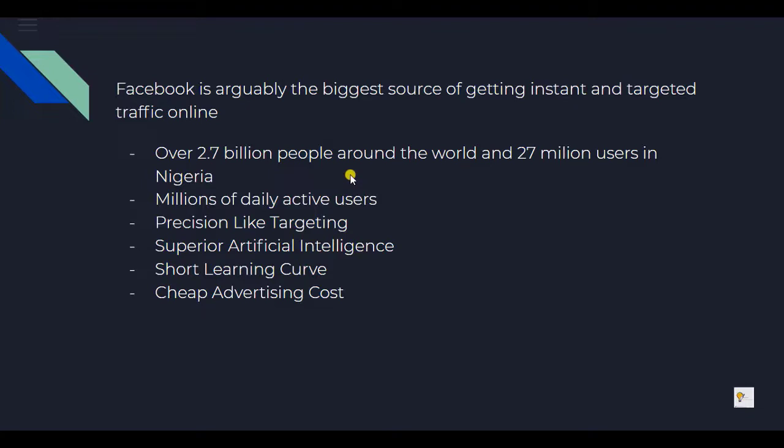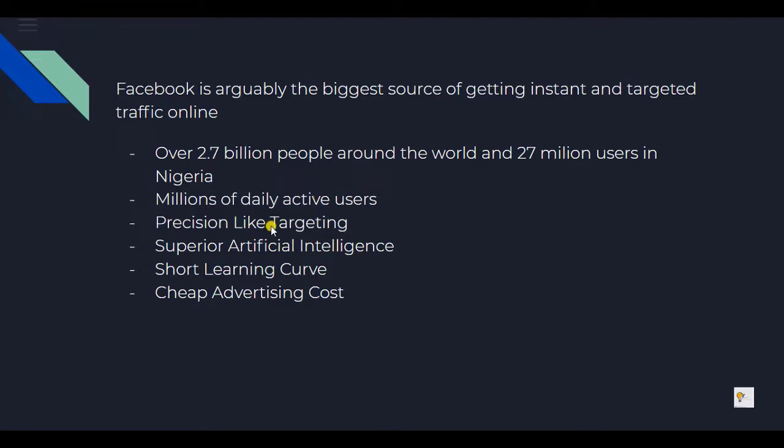I'm using Nigeria particularly because I'm a Nigerian and I believe most people watching this tutorial will be Nigerians. Facebook also has millions of daily active users. It's not just about having users and audiences, but they have millions of daily users. I believe you are one of them. I am one of them. We are always on Facebook, at least at intervals.